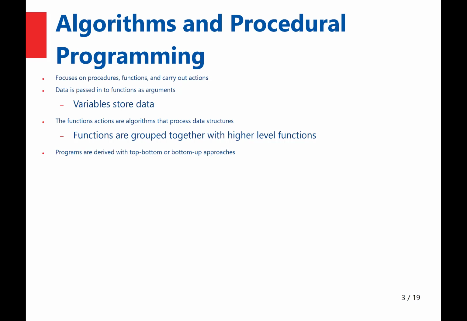Algorithms and procedural programming. Algorithms focus on procedures, functions, and carry out actions. Data is passed into functions as arguments. This data is stored in variables. The functions' actions are algorithms that process data structures. And usually in a procedural programming program, functions are grouped together with higher level functions, thus creating a top-bottom approach.